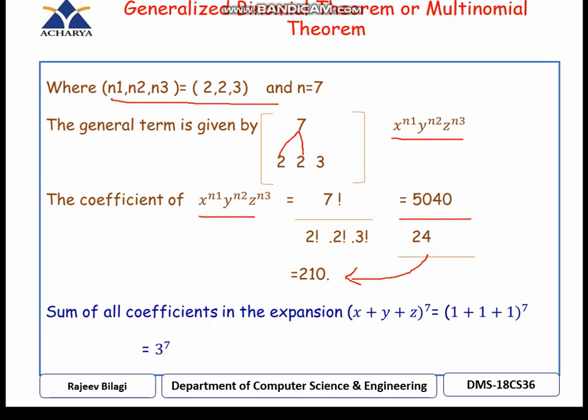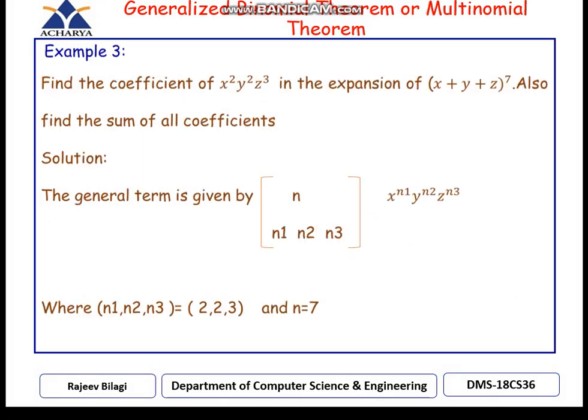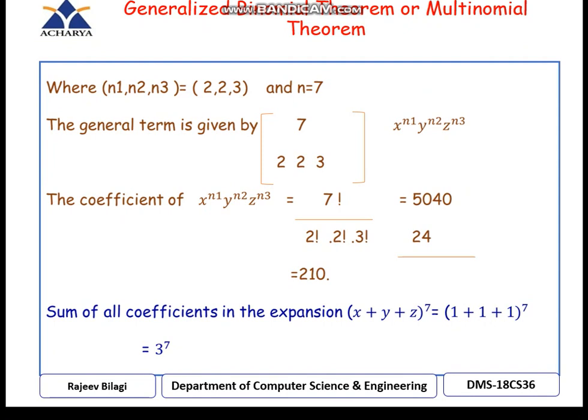Sum of all coefficients in the given expansion. If you look at the given problem, it is x, y, z, and here the coefficients of these are what? Coefficient of x is 1, y is 1, z is 1. So I can write here the sum of coefficients in the expansion is 1 plus 1 plus 1 to the power of 7, which is 3 to the power of 7.